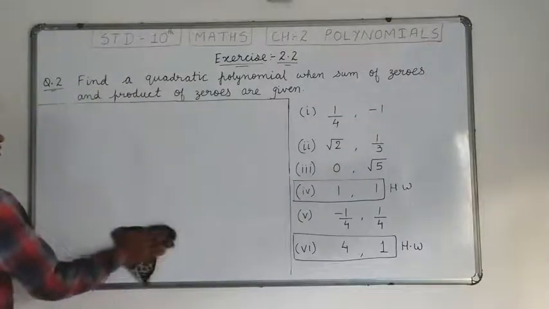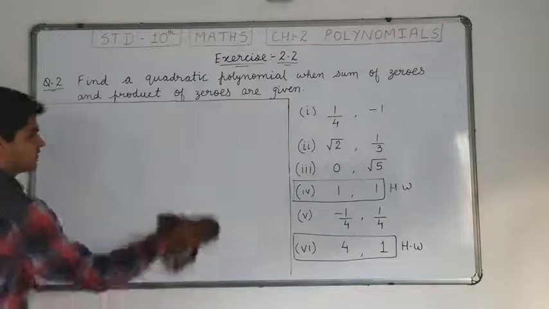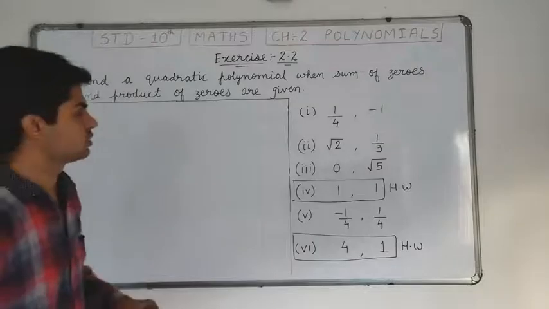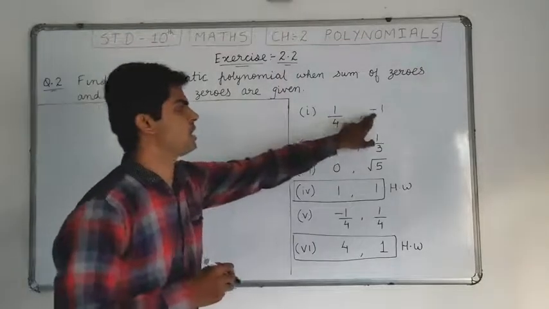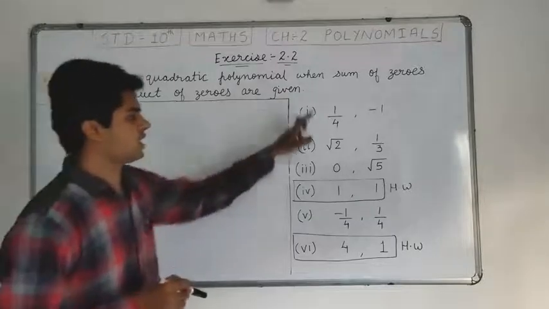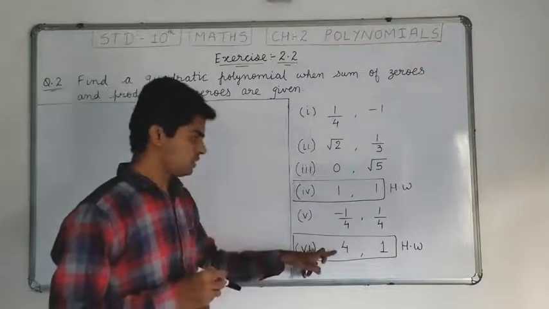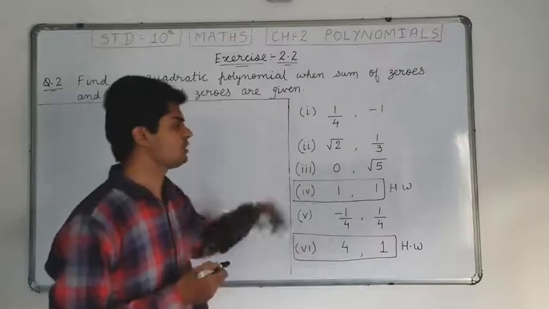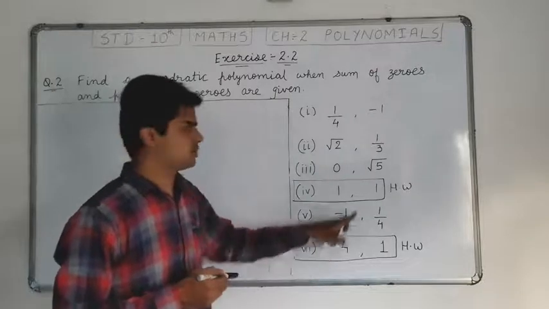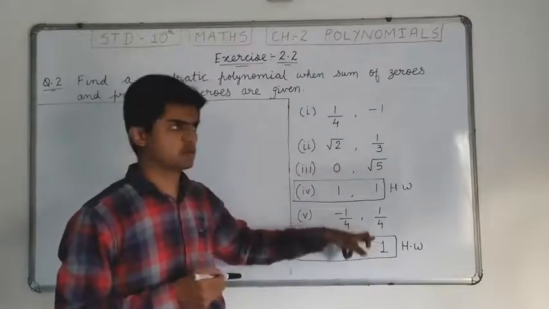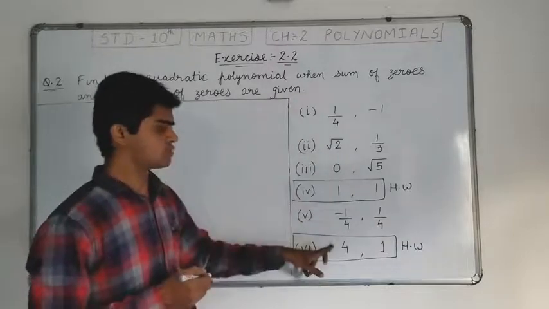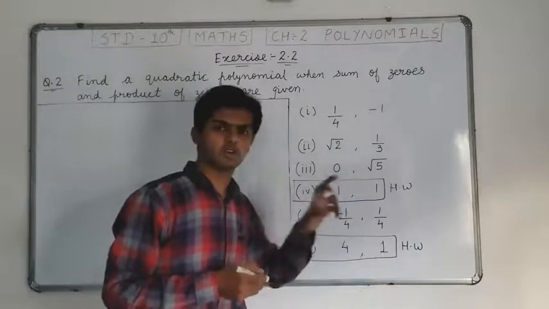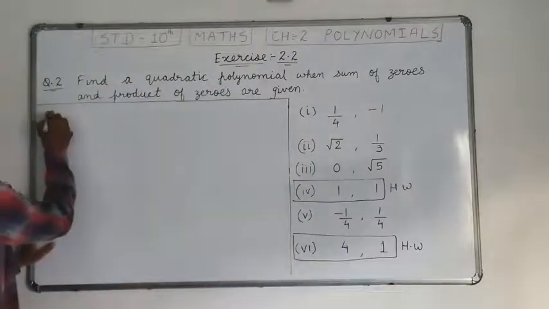Also you have written the formula in your notebook, and afterwards you will remember that formula. So first sum: 1 by 4 comma minus 1. Here also the first value is sum of zeros and the second value is the product of zeros. In the question, the first value means sum of zeros and the second value means product of zeros. In all the 6 questions, the first value is sum of zeros and the second value is product of zeros.